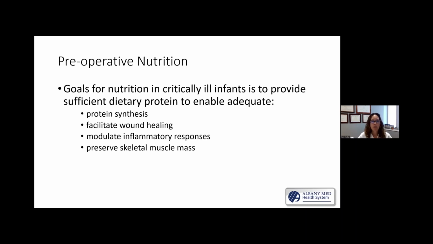So in terms of preoperative nutrition, what are our goals for these critically ill infants? We want to make sure that we provide sufficient dietary protein to make sure that the infants can adequately produce protein, to make sure that they have enough resources in their body to facilitate wound healing, to modulate inflammatory responses, and to preserve their skeletal muscle mass.